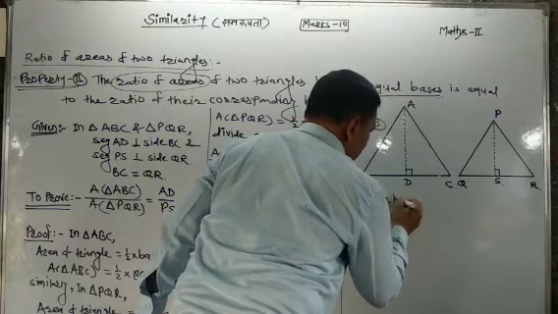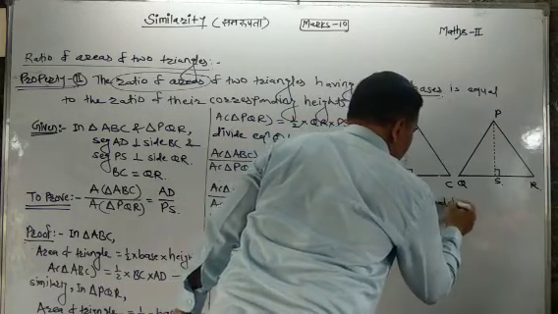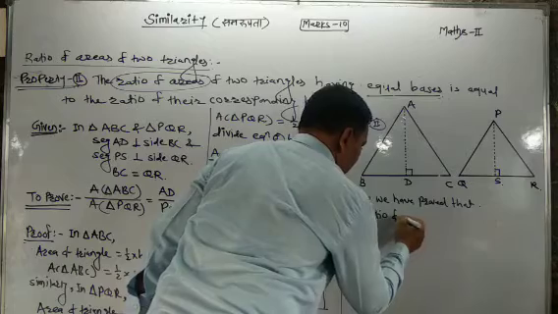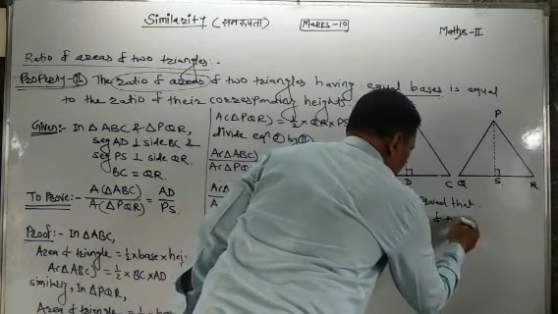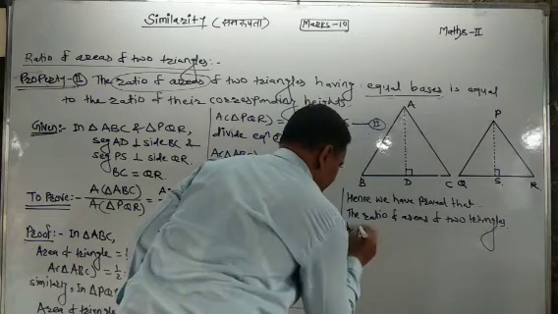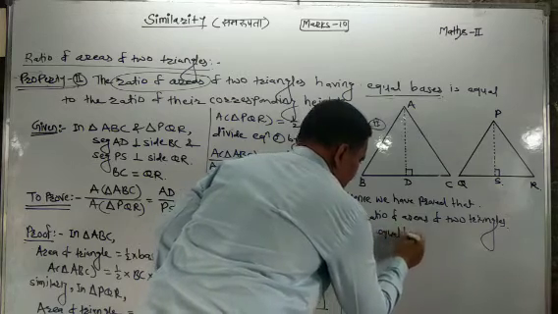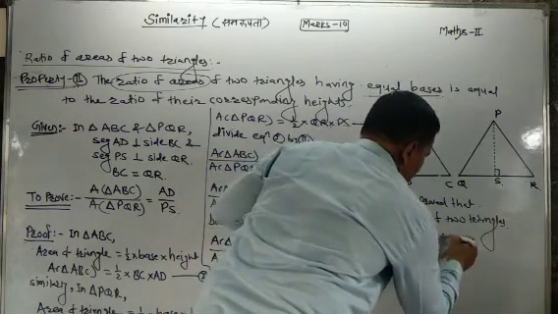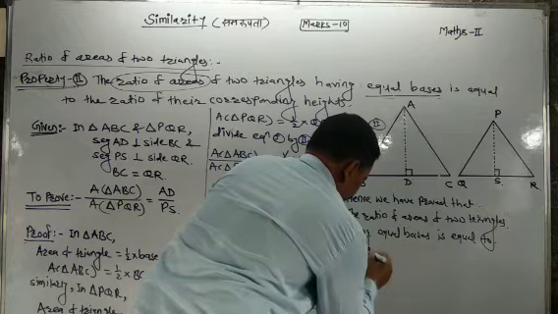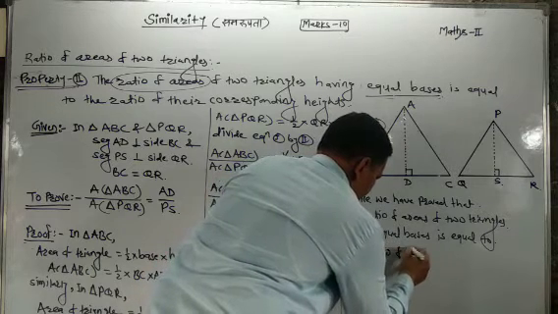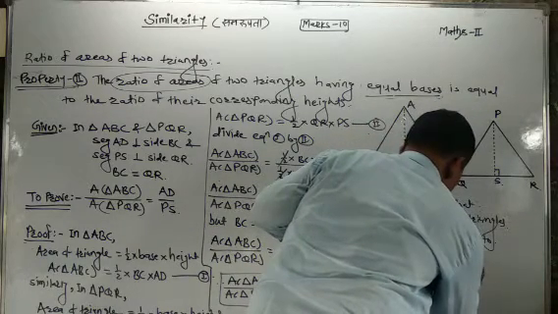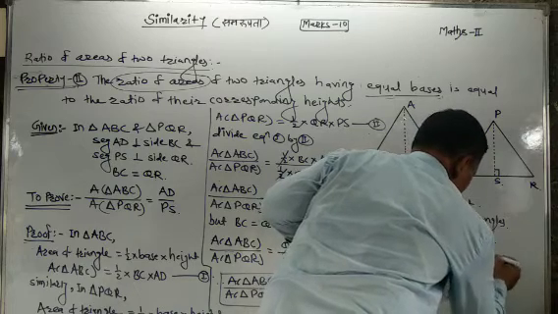Hence we have proved that the ratio of areas of two triangles having equal bases is equal to the ratio of their corresponding heights.